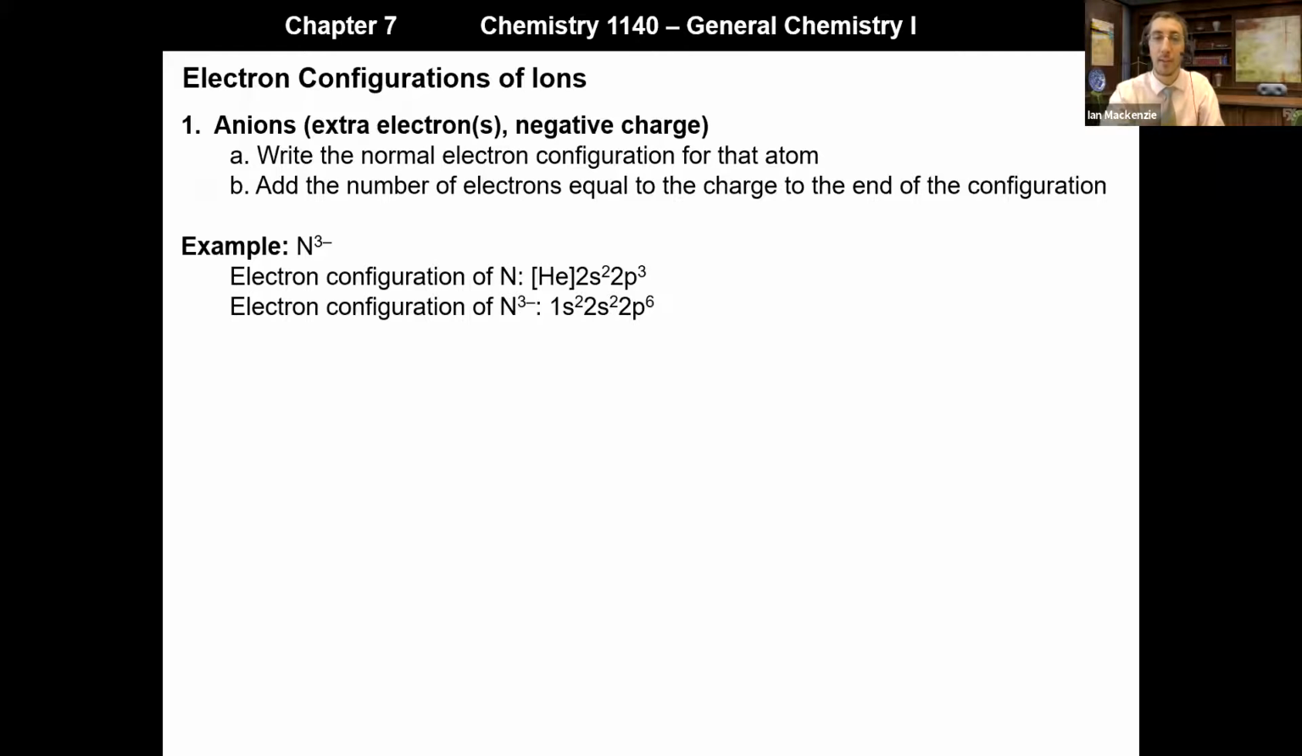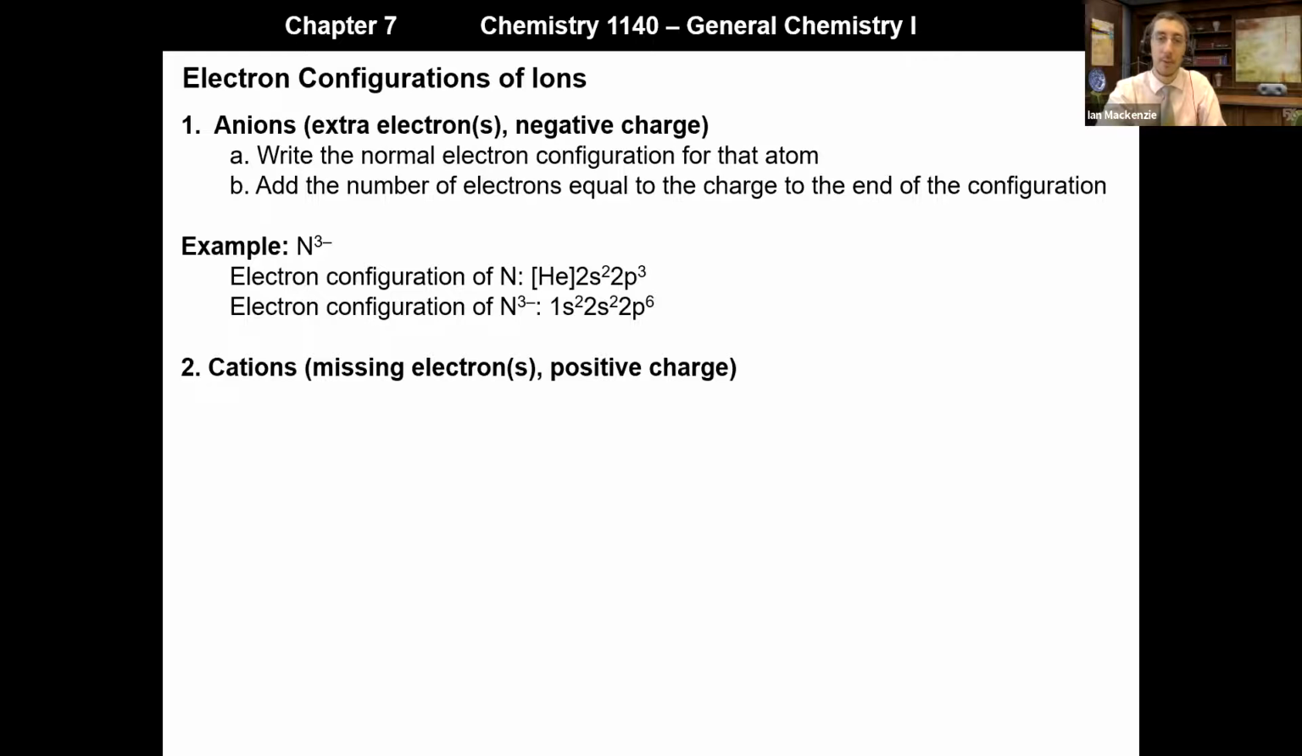If I add 3 electrons to it, those 3 go at the end into the p orbitals, and I end up with 1s2, 2s2, 2p6. Or again, just neon in brackets. So that's fairly simple for anions. Can it be more complicated? Well, cations are only slightly more complicated, but not by much. So cations are those where we're missing electrons now. We have a positive charge. So our electron configuration is going to have fewer electrons in it than the neutral atom.